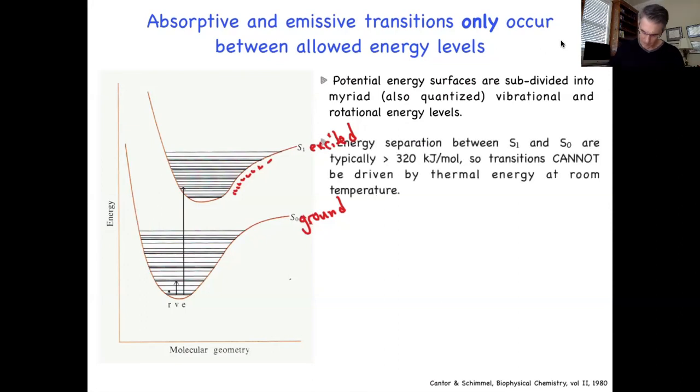Okay. At the same time, it's important to remember that the fundamental separation between the ground state and the excited state, for the vast majority of any organic molecule you'll ever come across, is so large, typically in excess of several hundred kilojoules per mole, that these transitions can't be driven by thermal energy at room temperature alone. It's got to have that absorption of light. The energy separation is simply too large unless the chromophore absorbs light.